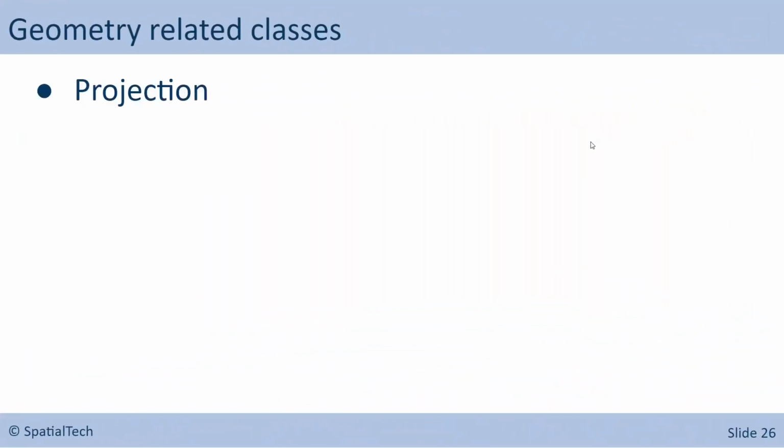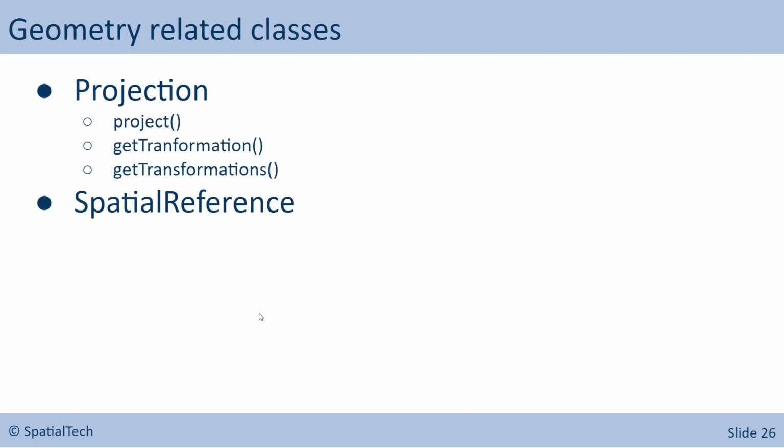Geometry related classes that get into this projection. So that concept is, what if my spatial references are different? Do I need to project them into the same one before I start doing analysis? And there is a way to actually do the projections, like change it from one to the other, get all the transformations, get a transformation from an object, or get all the transformations available. And of course, spatial reference is a big object in that.